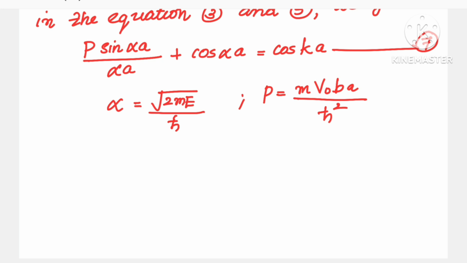We know that for the cos function on the right-hand side, the value of the cos function lies between plus 1 and minus 1. For the detailed analysis, we have to draw a graph of P sin αa by αa plus cos αa versus αa.